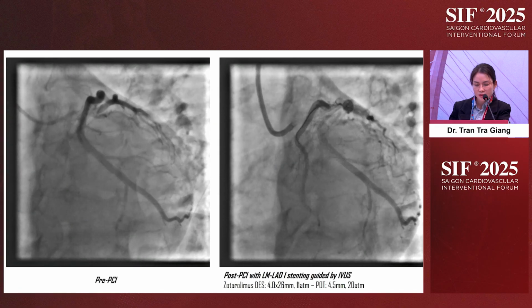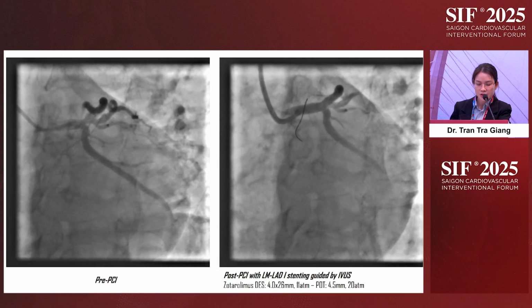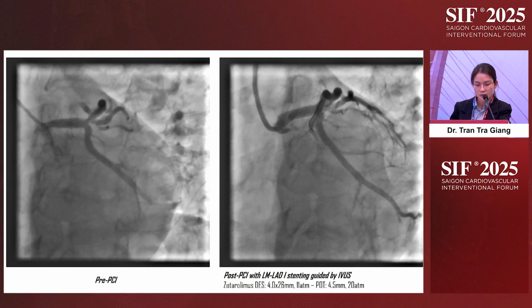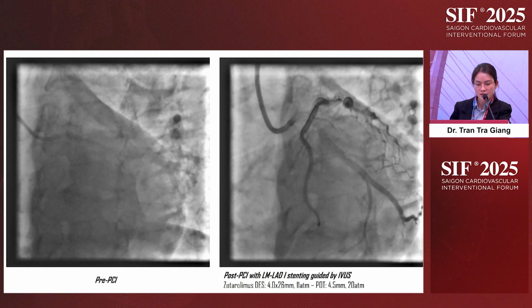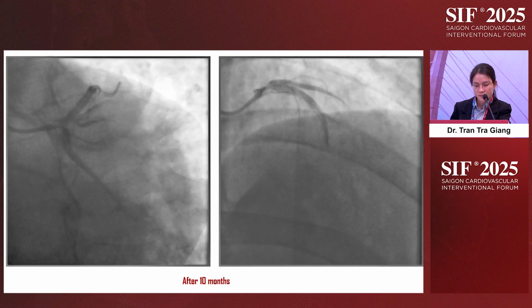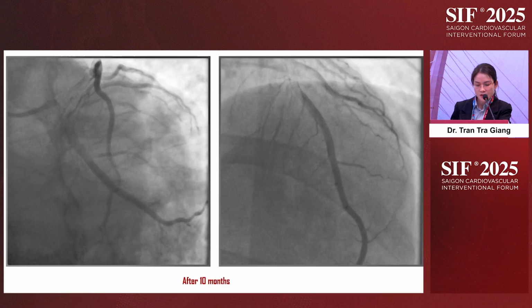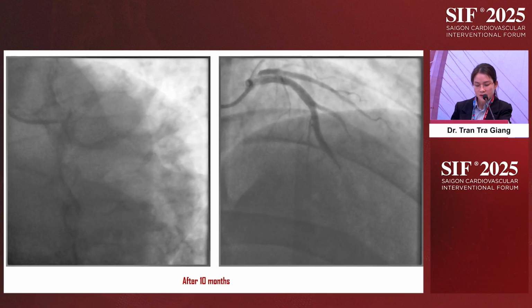We see the lesion is near the bifurcation. You can see in the CAG the lesion in the artery of the diagonal. We have a big diagonal, and the LAD extends to the left main maybe. Here you can see clearly.